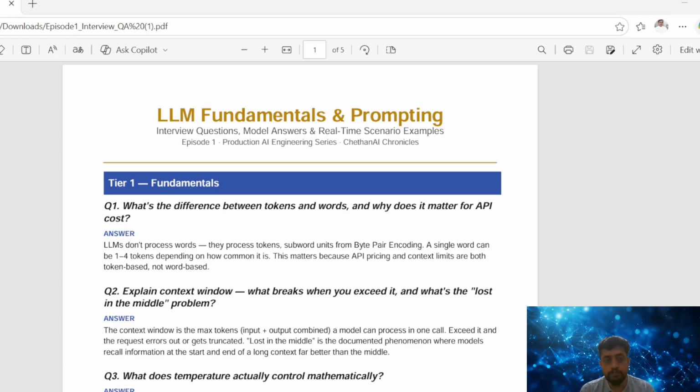The best answer for this is: LLMs don't process words, they process tokens. When you see any LLM giving a response, it is not processing the words, it is processing the tokens, guys. These are subword units from byte pair encoding. A single word can be 1 to 4 tokens depending on how common it is. This matters because API pricing and context limits are both token-based and not word-based.